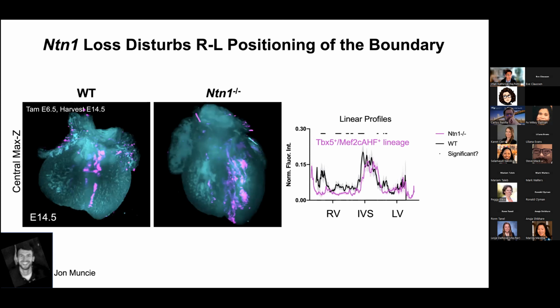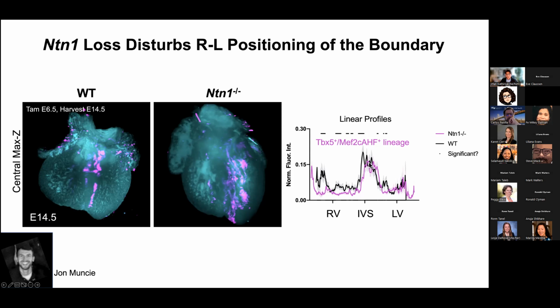So we looked at Netrin. Here's a wild type littermate control of this Netrin mutant. Here the picture is a little bit different. In the SLT2 mutant, we saw the boundary is more diffuse, so that means there's lineage mixing. Here in the Netrin-1 mutant, you can see this in the linear profile. What we see is that the position of the boundary shifts to the left. So the boundary is intact, but it shifts to the left. And you can see that here where you have this peak shifting over to the left.